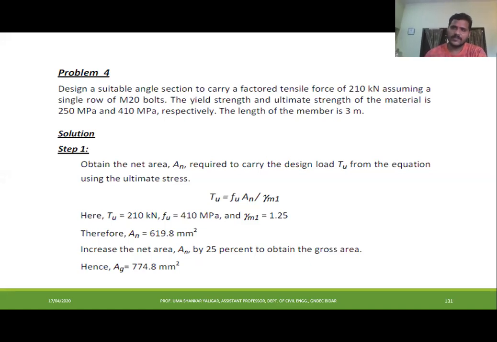We were solving problems in the previous session. We have solved the problems on how to calculate the design strength of the different sections. In the present session, we'll see some problems based on the design. Now, problem number 4.